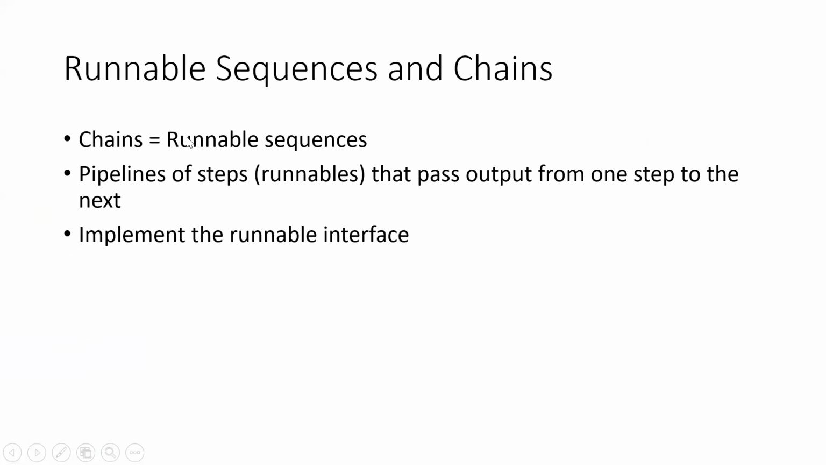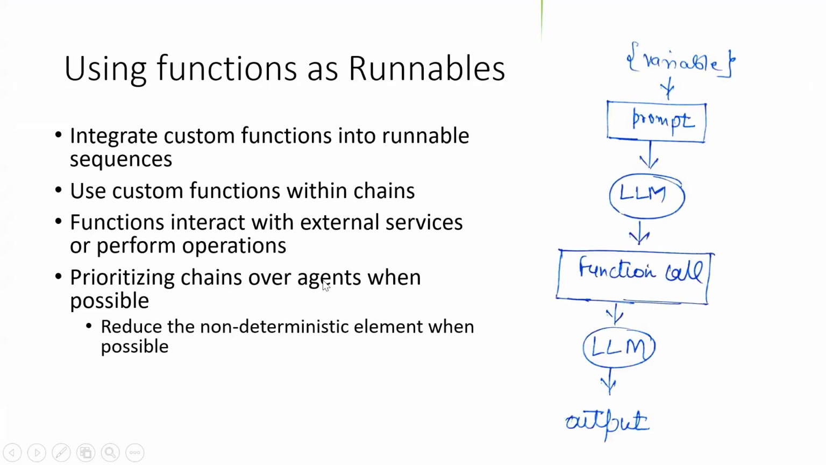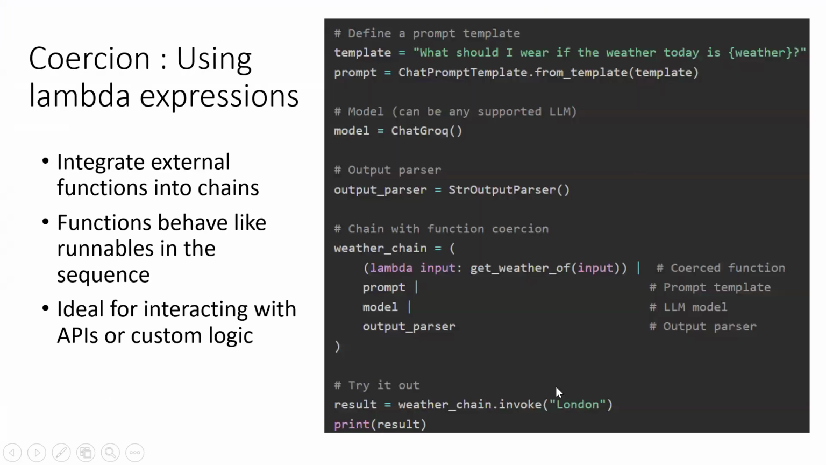This thing I was telling you, runnable sequence and chains, they are basically the same. Using functions. So let's talk about how we can use the functions inside the chains. This chain we have already seen, right? Now, if you want to put a function call in between, what are the different ways? Integrate custom functions into the runnable sequence, use custom functions within the chains, functions interact with external services or perform some operations, prioritizing chain over the agents when possible. So this is a quick introduction and this is an example.